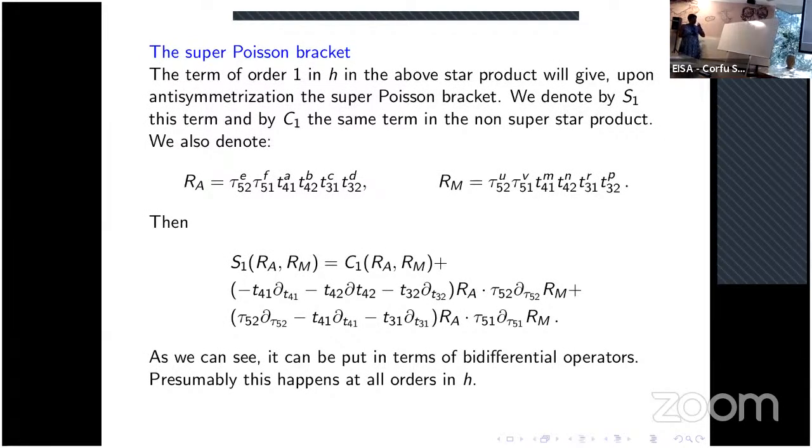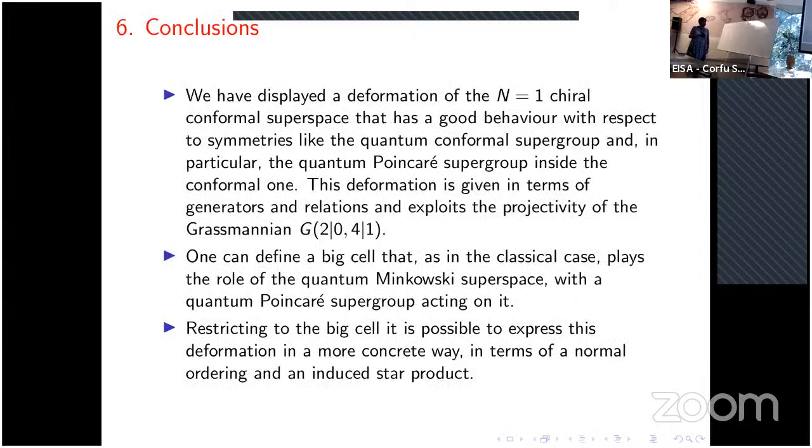The super Poisson bracket. So if we denote by S1 this term and by C1 the same term in the non-super star product, we can also denote this monomial like R_A, where A will be a multi-index, or R_M in this other case. Then the first term will be the first term for the non-super case, and then it will have all these other terms that come accompanied by a non-super variable or a derivative with respect to a non-super variable. I didn't do the anti-symmetrization here because it becomes too long, but to get the Poisson bracket, you only have to anti-symmetrize that.